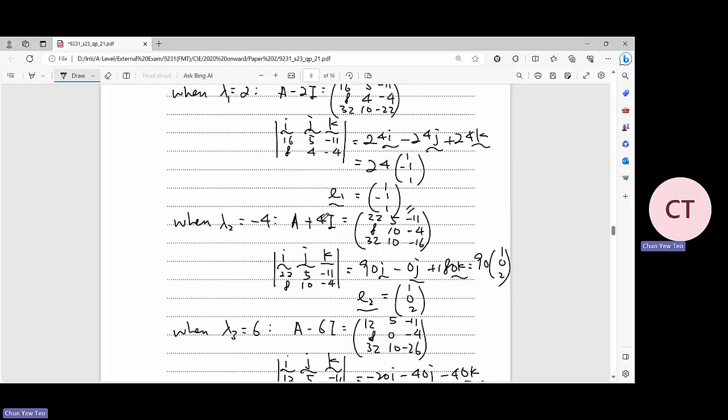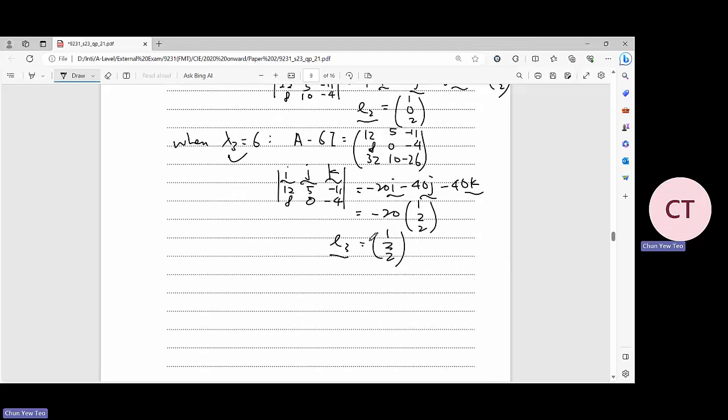Please take note that lambda 1, lambda 2, lambda 3 can be in any order. For my case, my lambda 1 is 2, my lambda 2 is negative 4, my lambda 3 is 6. But for your case, maybe your lambda 1 will be 6, your lambda 2 will be 2, lambda 3 will be negative 4. That doesn't matter, okay? As long as when you arrange them, you arrange them in the order that you decided.